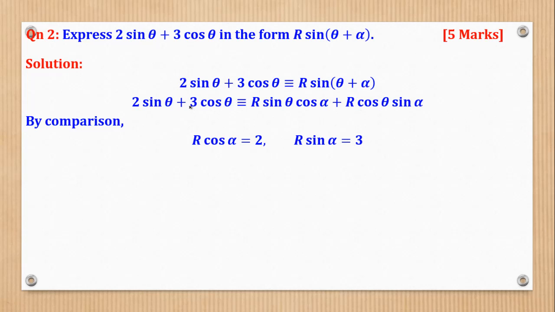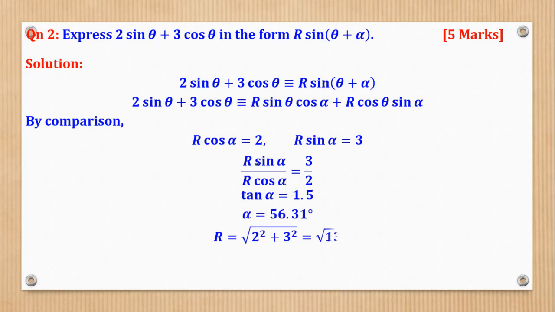Now I can divide the two equations, this divided by this, and you come up with this, whereby r cancels and sine over cos gives you tan alpha. 3 over 2 is 1.5. Then you can get the acute angle alpha. We only need one angle, 56.31 degrees. Then I can use Pythagoras to come up with the value of r.